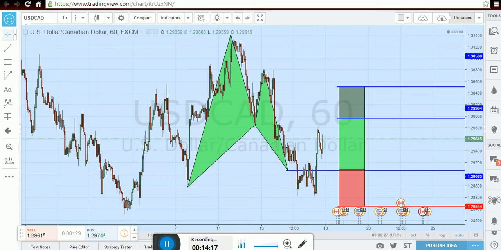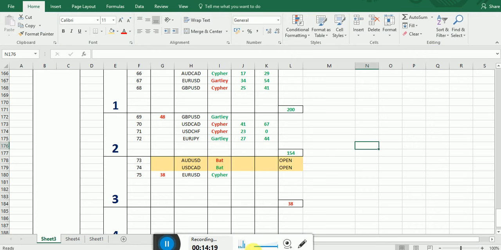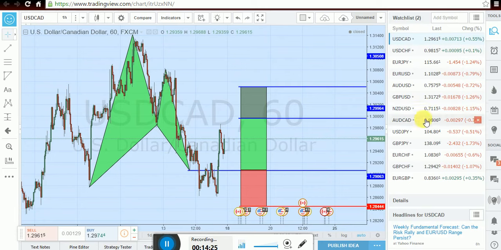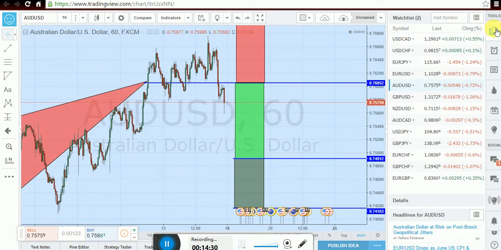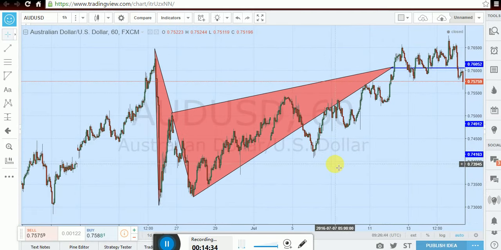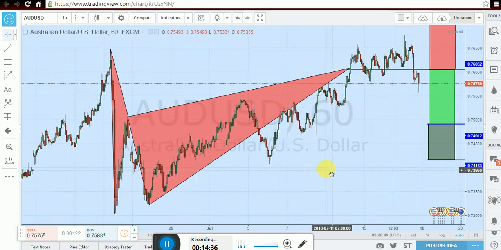And the other trade was the Aussie dollar bat pattern. This is an even bigger trade, but it's going to take a while before this actually plays out. So Aussie dollar, this is the bat pattern. I think this was one of the trades that I actually showed you guys in my last week video. I told you guys about this trade.